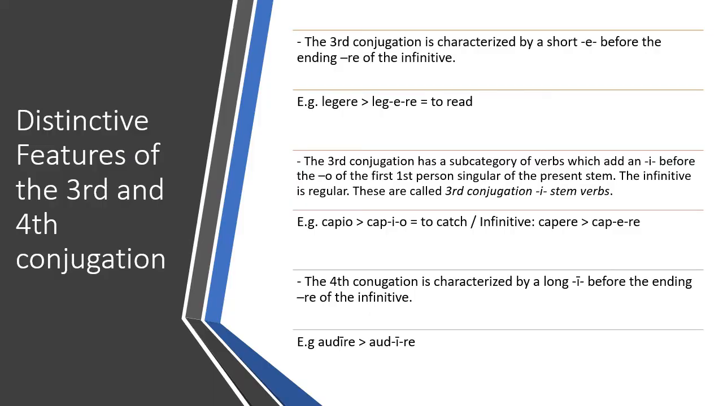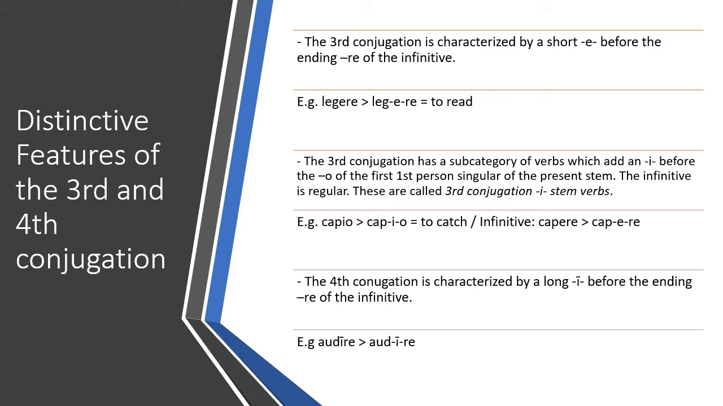So let's start by talking about the distinctive features of third and fourth conjugation. The third conjugation is characterized by a short e before the ending re of the infinitive. Therefore, if we have the verb legere, the theme vowel e is short. Therefore, you have to read it legere. If you read it legēre, it is incorrect because you are making the e long whereas it is short.